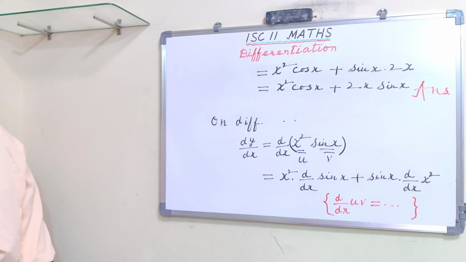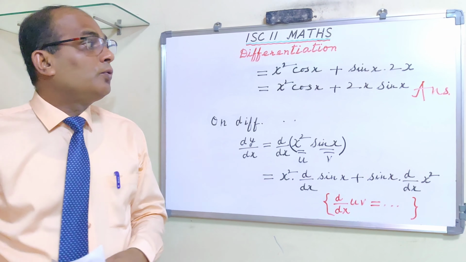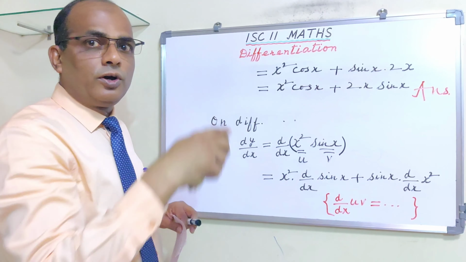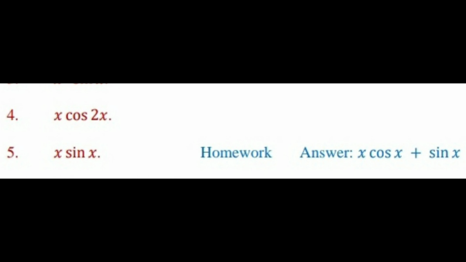Now question number 4. Look at the screen, I am showing you the question. Differentiate with respect to x the following function: x cos 2x. This is question number 4.